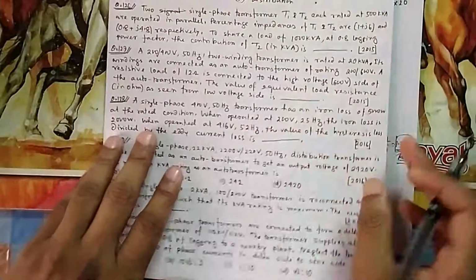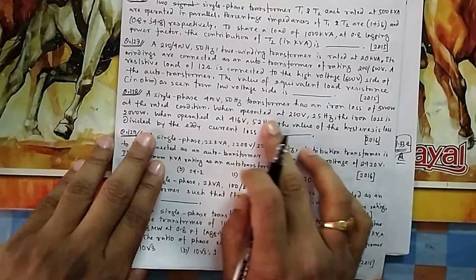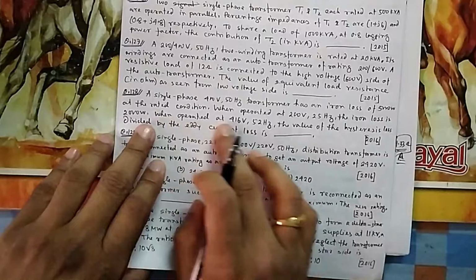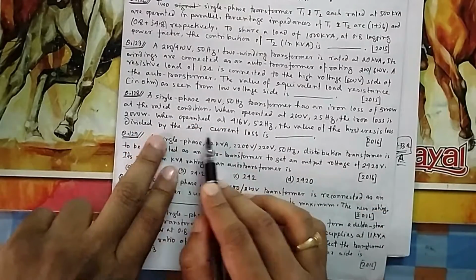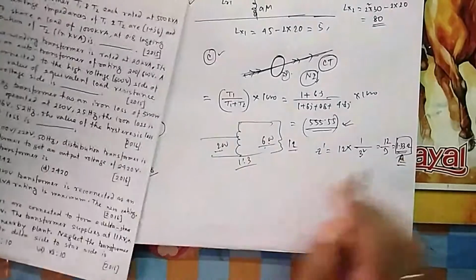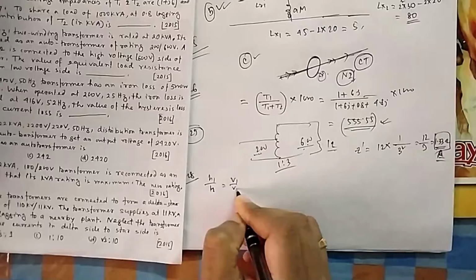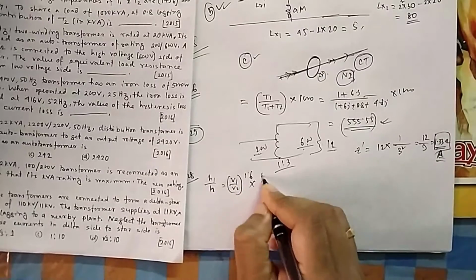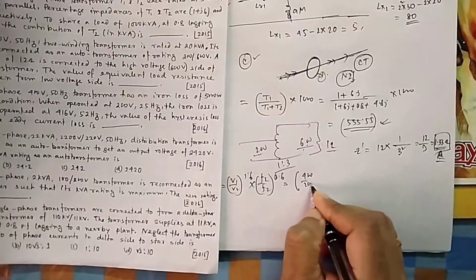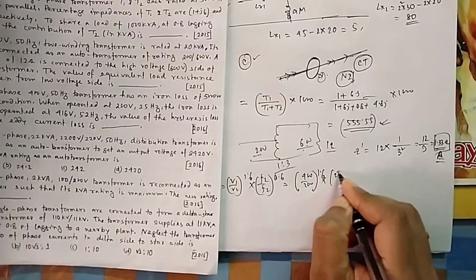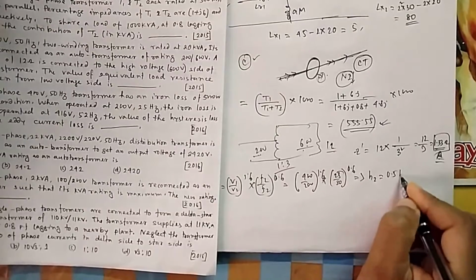Next, if you come to 128, a single phase 400 volt 50 Hz transformer has an iron loss of this at rated condition. When operated at 200 volt 25 Hz, the iron loss is this. When operated at 416 volt 52 Hz, the value of the hysteresis loss divided by eddy current loss. So this one we have already solved, H1 by H2. So if you see H1 by H2 is equal to your V1 by V2 to the power 1.6 multiplied by F2 by F1 to the power 0.6. You place this value, it is 400 by 200 to the power 1.6 and then 25 by 50, all these values, different cases. From here you will get H2 equal to 0.5 H1.